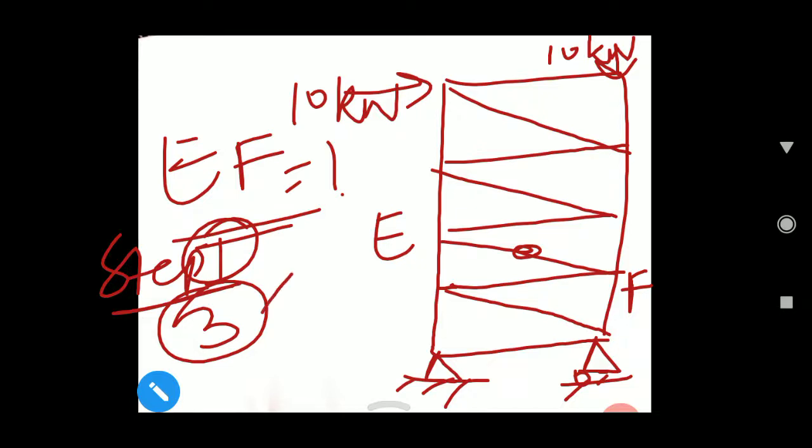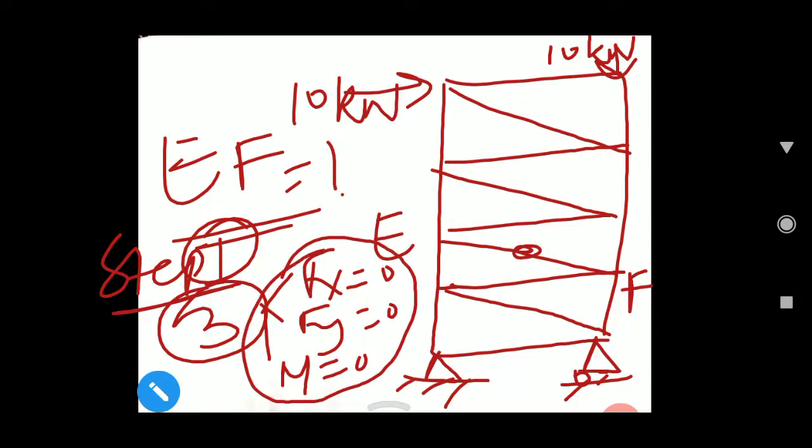Because we have only 3 equilibrium conditions with us: summation Fx equal to 0, summation Fy equal to 0, and moment at any point equal to 0. We have only these 3 equilibrium conditions. So if the cut section passes through more than 3 members, then we won't have any other fourth equilibrium condition. So it is mandatory to cut the section with 3 member forces.